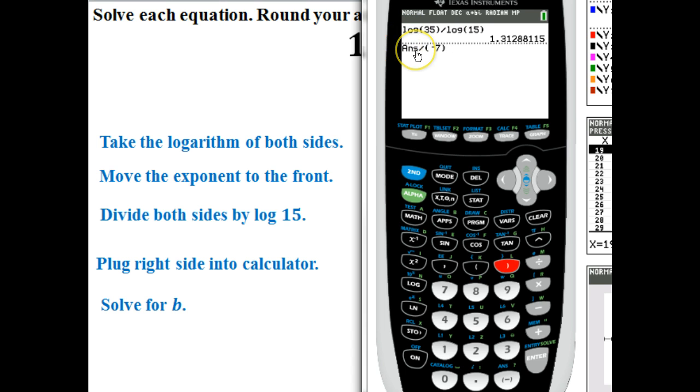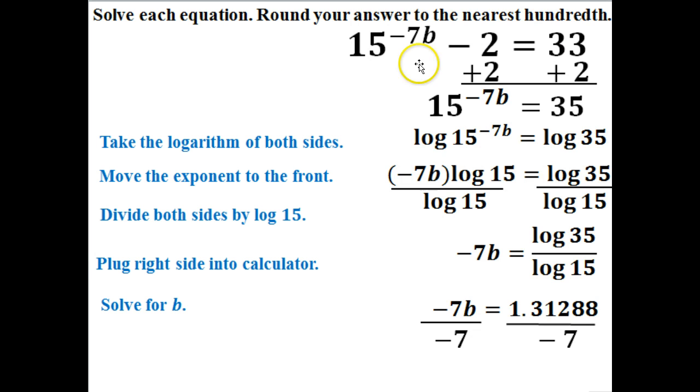Notice right here it says ANS. What that's referring to is the answer, my previous answer up here. So I take that previous answer and I'm just dividing it by negative 7. I hit enter, and it gives me a big long decimal, and this one asked me to round it to the nearest hundredth. That hundredth is 2 decimal places.